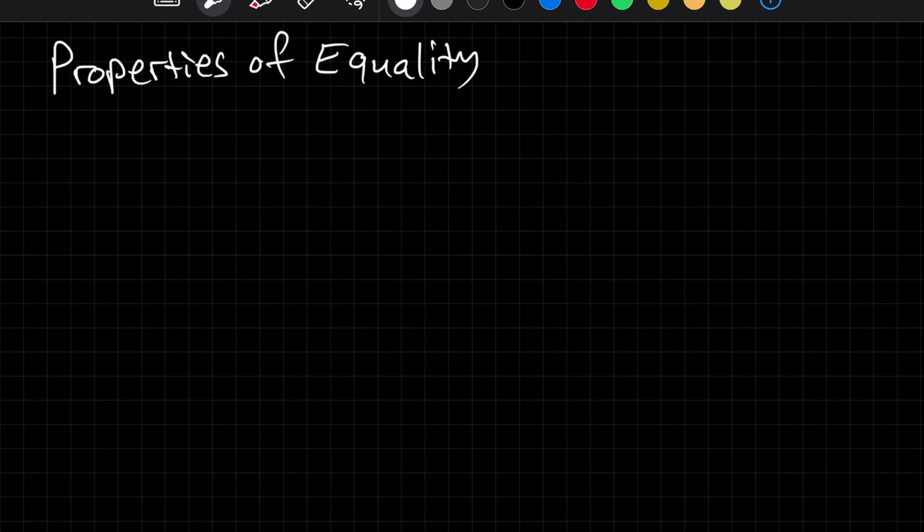All right, let's keep moving on. Let's talk about properties of equality. And let's look at some. So let's say, let's change colors here. We have 40 is equal to 40. Which one is this? This would be the reflexive property.